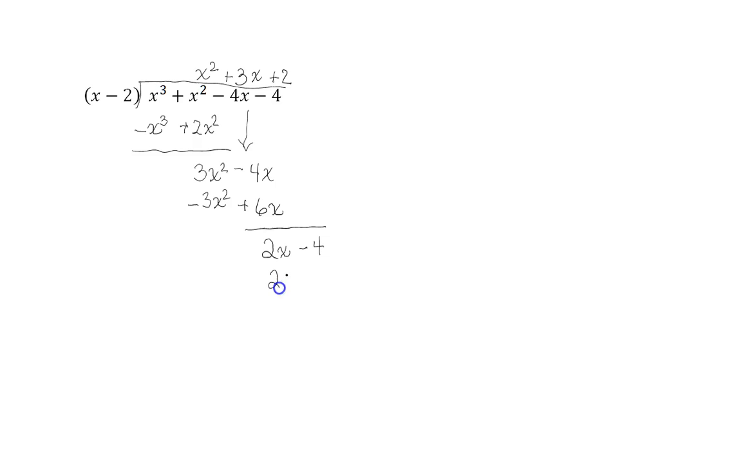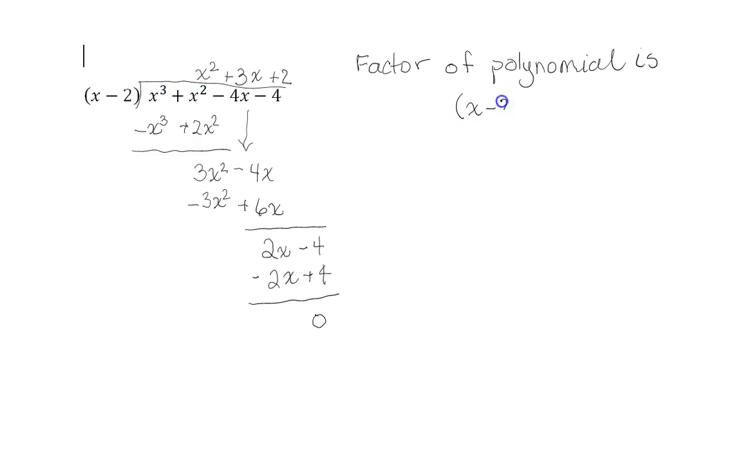So here I'm going to have a plus 2. That's going to give me a 2x, and 2 times negative 2 is going to give me a negative 4. I'm going to change my signs because I'm subtracting. And this goes to 0. So this is an actual factor. So a factor of our polynomial is our x minus 2.